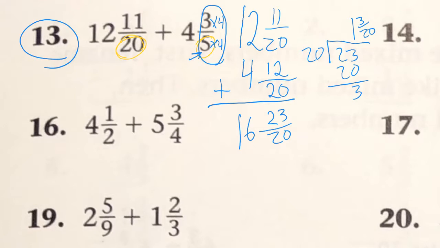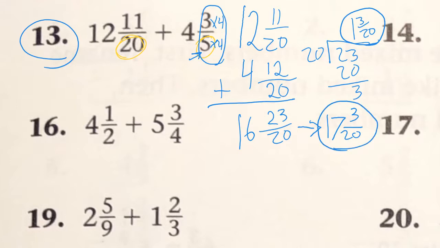The original denominator becomes the denominator for our reduced improper fraction. We've got 1 whole and 3/20. So let's give that 1 whole to the 16. 16 plus 1 is 17. And the fraction left over is 3/20. So 17 and 3/20 is the answer to 13.